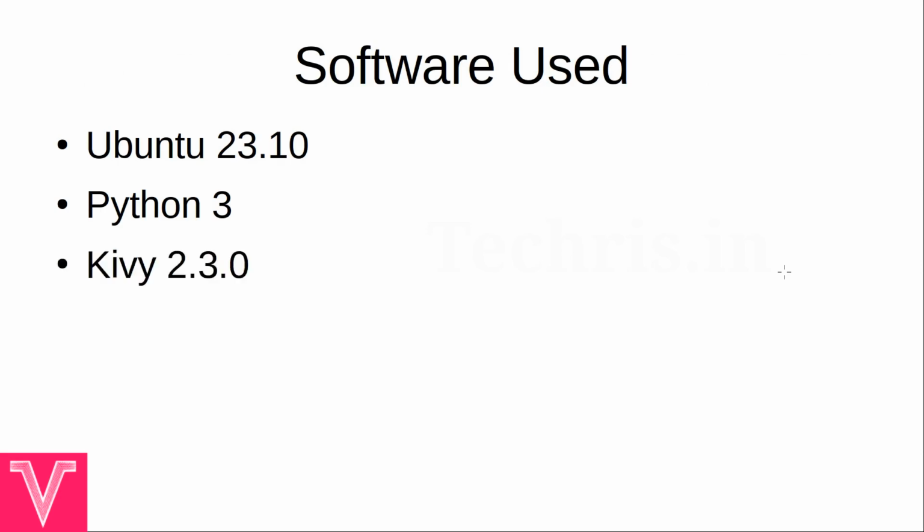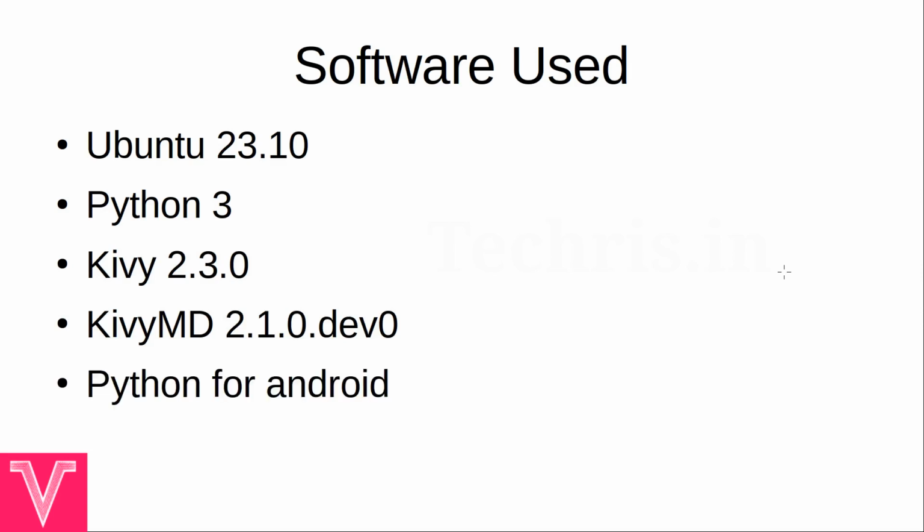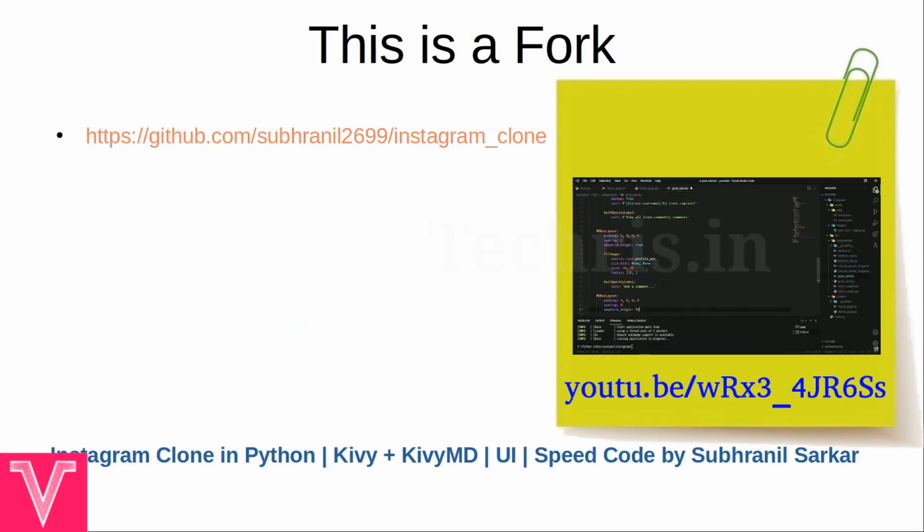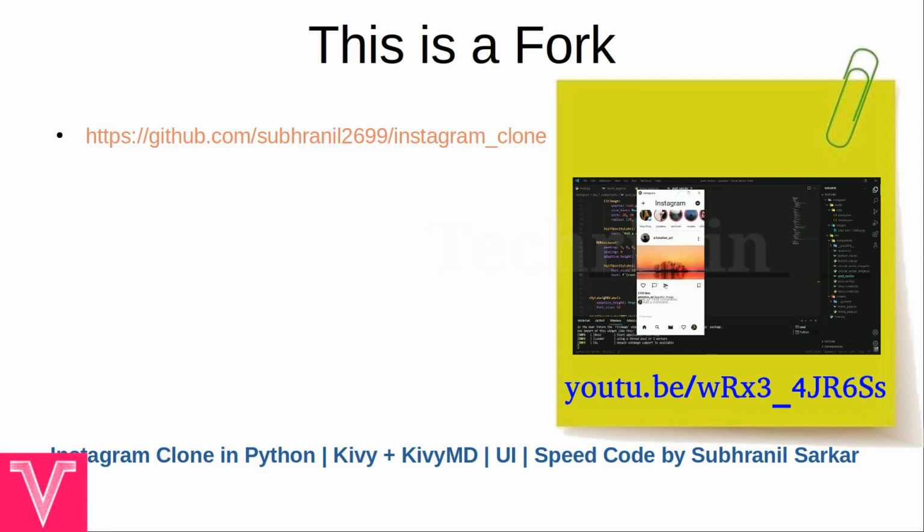The following software is used: Ubuntu, Python 3, Kivy 2.3.0, and KivyMD, where the latest development version is used. And to build the Android app, we used Python for Android. This is a fork of the Instagram clone, which is already written in Python by Subranil. This link is also given in the description.